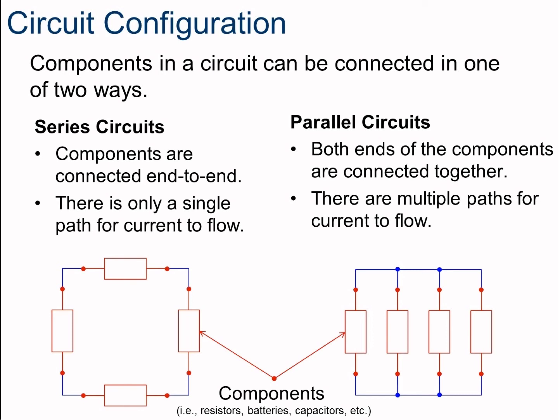What do I mean by components? Well, what about the speakers in your speaker system? What about resistors, light bulbs, batteries, capacitors, diodes, so on and so forth? Any of these and many more could be the components in your circuit. So we could wire them up end to end to end, and then we would have a series circuit. There's only one path for the current to flow. The current doesn't have a choice here.